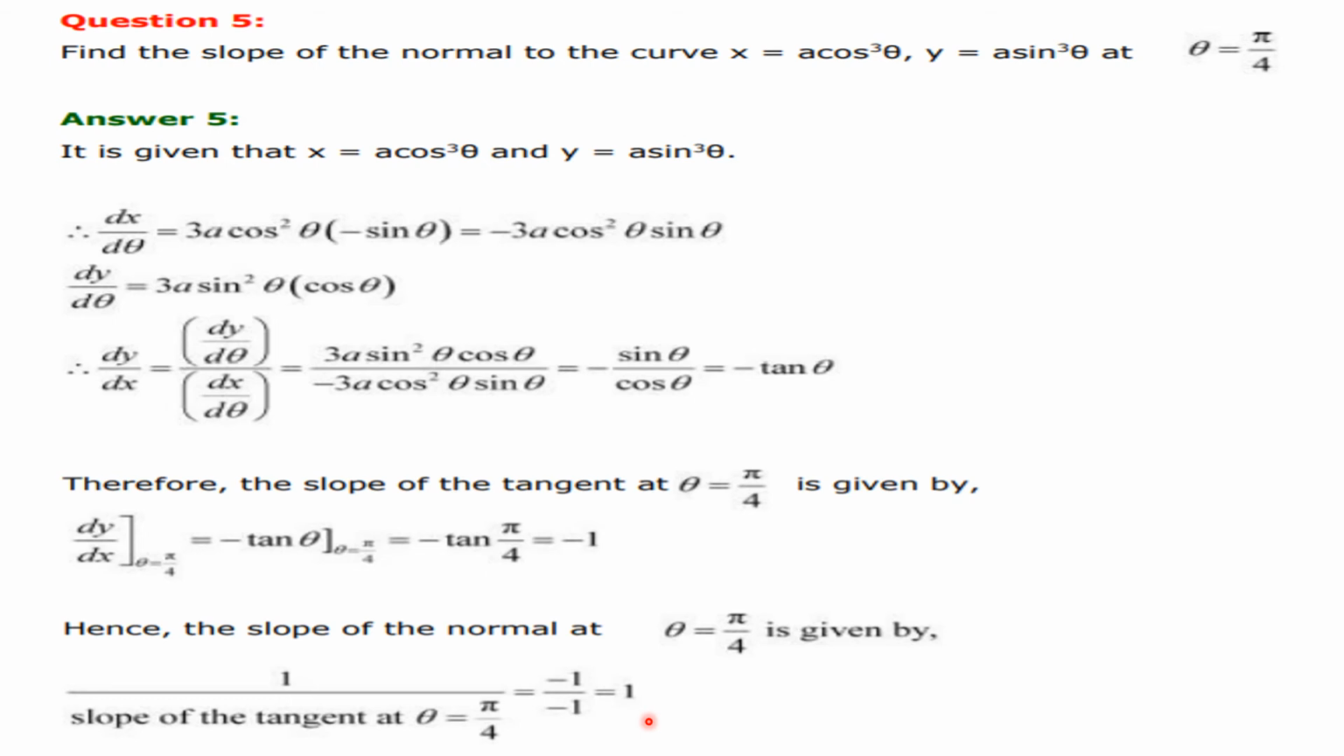Okay, my children, understood this step? So this number denotes the slope of the normal to the given curve at theta is equal to pi by 4. Understood, my children?